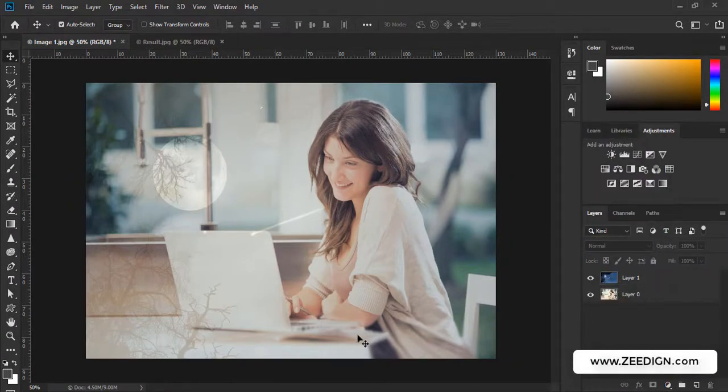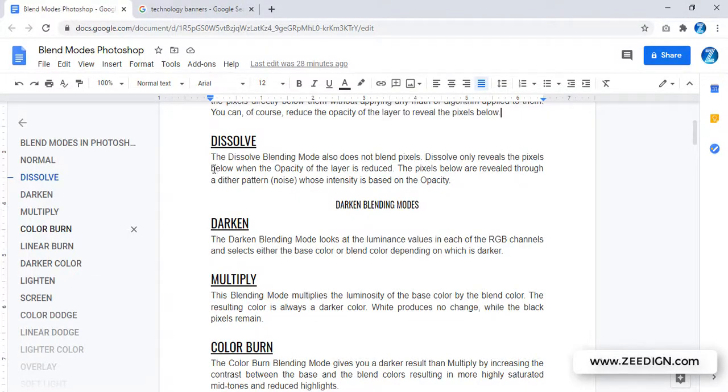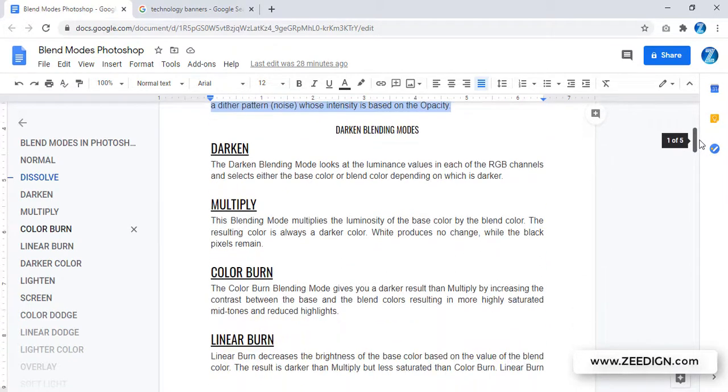Moving on to the next category, which is lighten. And let me take you back to the definition. Here we have dissolve. The dissolve blending mode does not blend pixels. Dissolve only reveals the pixels below when the opacity of the layer is reduced, pretty much like the normal one. But here this is the keyword, the noise. Okay, so I'm skipping this part. If you are into definitions, you could read it by pausing the video.